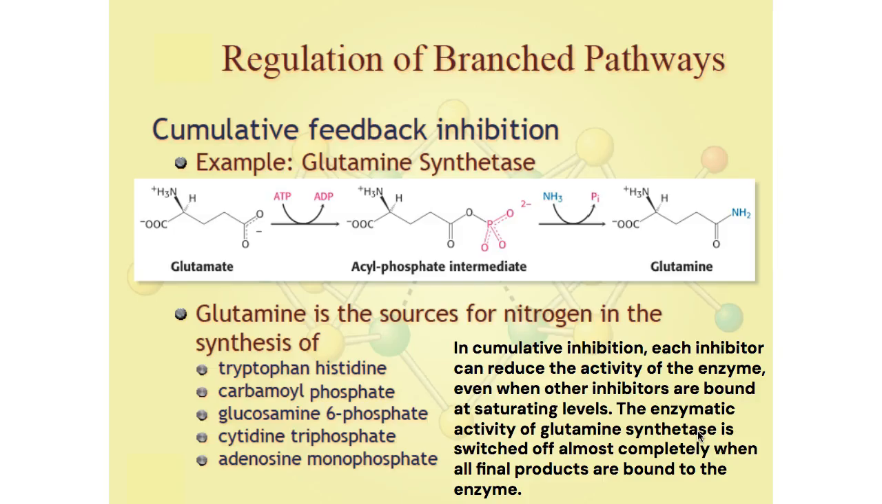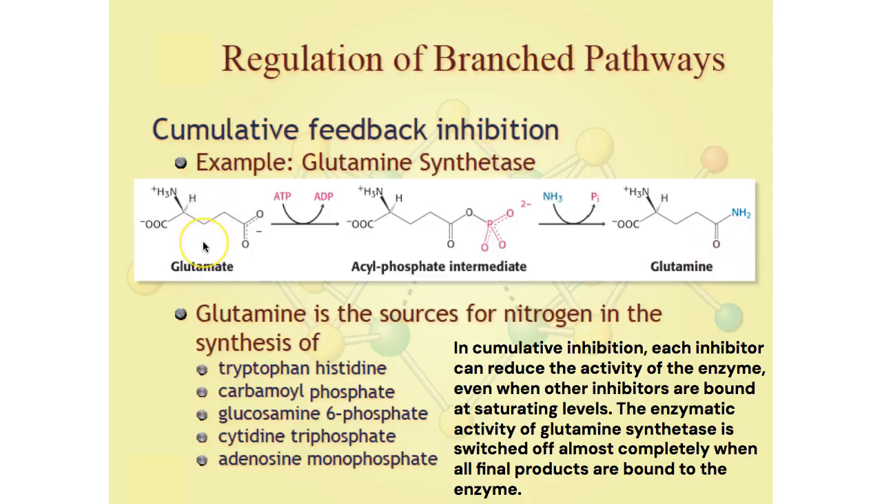And so another type of feedback inhibition is cumulative feedback inhibition. In cumulative inhibition, each inhibitor can reduce the activity of the enzyme even when other inhibitors are bound at saturating levels. The enzymatic activity of glutamine synthetase is switched off almost completely when all final products are bound to the enzyme. And so this is showing that example of glutamine synthetase, which is the enzyme that converts glutamate into glutamine.